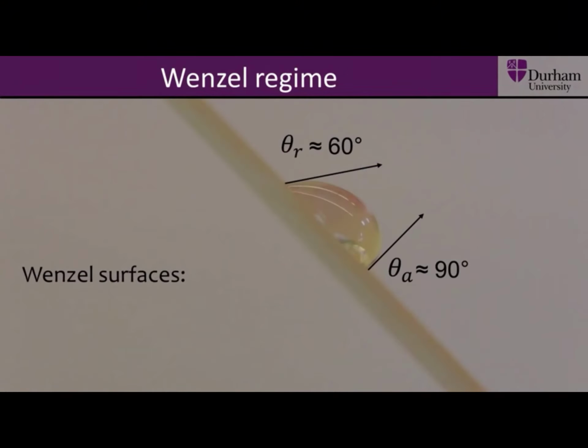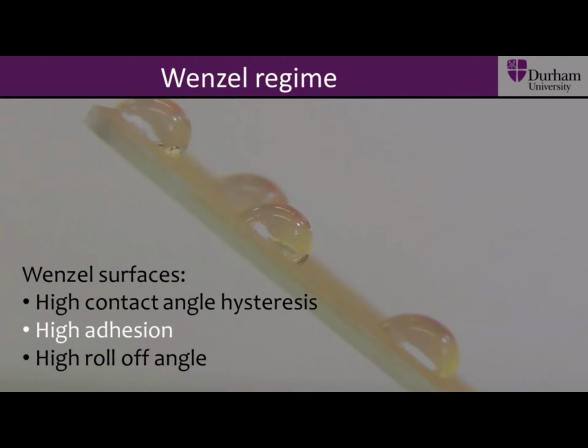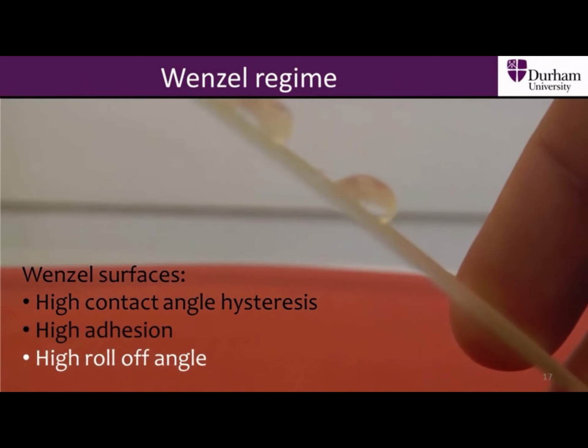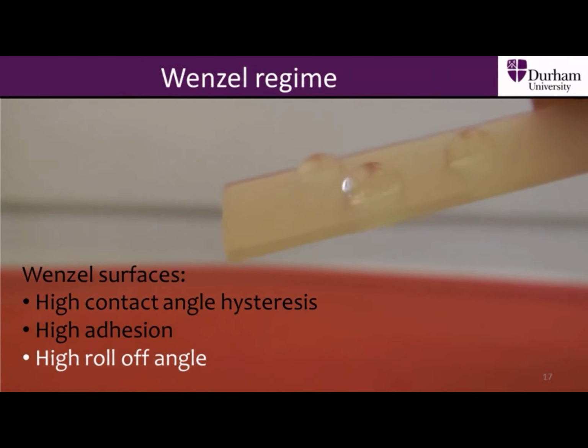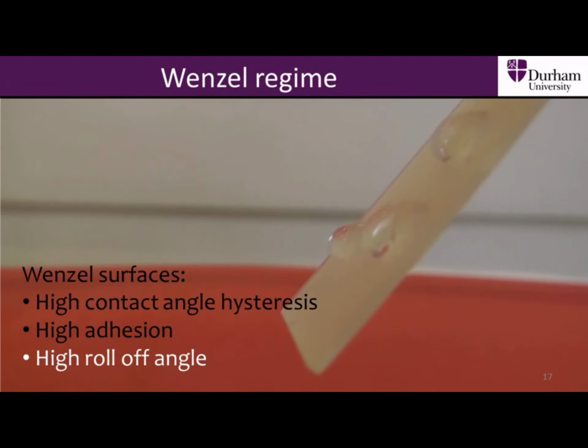Droplets in a Wenzel state demonstrate high contact angle hysteresis. This is because the droplet is in contact with the surface at all points, which leads to high adhesion as there are lots of interactions between the droplet and the surface. Wenzel surfaces also have a high roll-off angle. The roll-off angle is the angle a flat surface needs to be tilted before a water droplet sitting on the surface will roll off spontaneously. Wenzel surfaces often display microscale roughness, but not enough roughness for pockets of air to become trapped between the surface and the droplet. This is the case for droplets in the Cassie-Baxter regime.